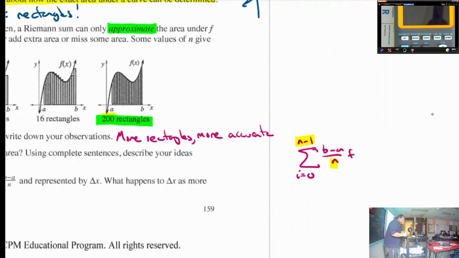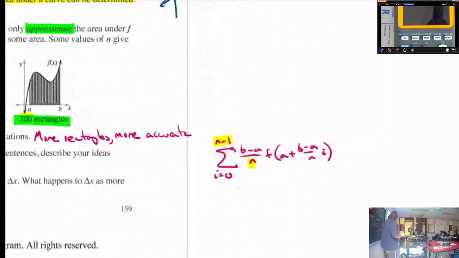I'll finish writing the whole thing down. f of a plus b minus a over n times i. This is a thing that we've seen sporadically on homework assignments, and I know it looks really bulky, but we've been practicing it little by little as we go forward. So hopefully it's not completely foreign to you still. But the idea is that we're going to stick right in front of this thing. We're going to do the same thing we did with limits and derivatives. We're going to put limit as n approaches infinity in front of it.